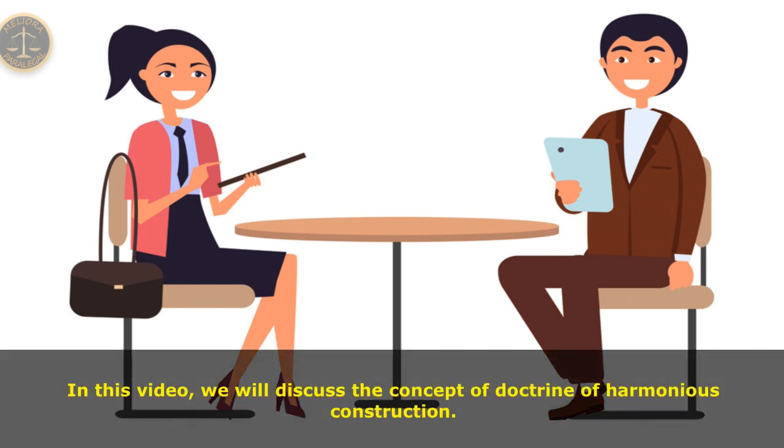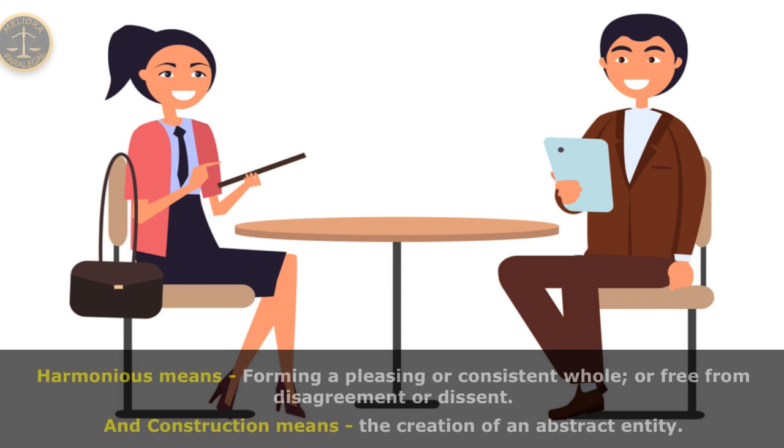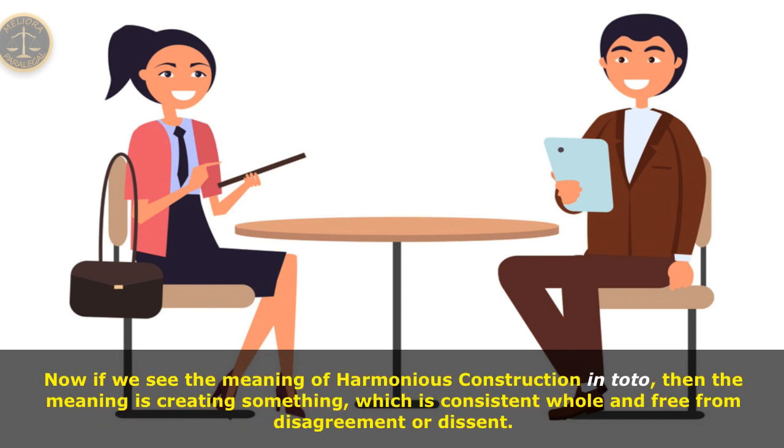In this video, we will discuss the concept of doctrine of harmonious construction. Let's first understand the meaning of harmonious. Harmonious means forming a pleasing or consistent whole, or free from disagreement or dissent. And construction means the creation of an abstract entity. Now if we see the meaning of harmonious construction in toto, then the meaning is creating something which is a consistent whole and free from disagreement or dissent.